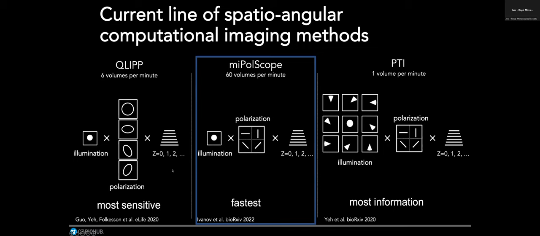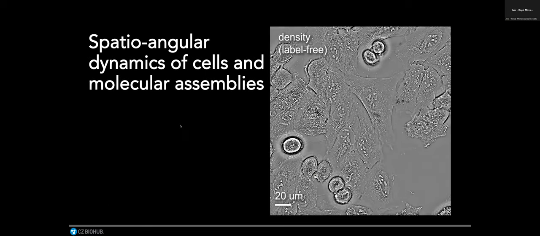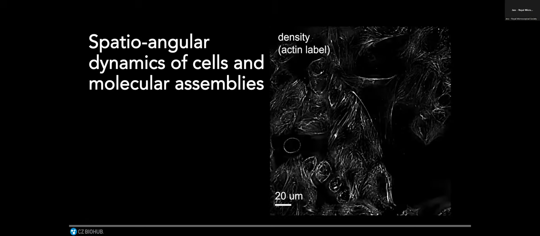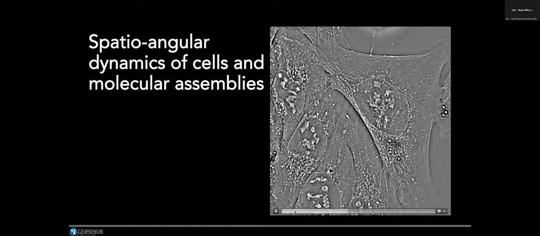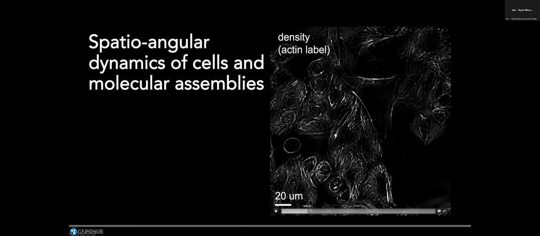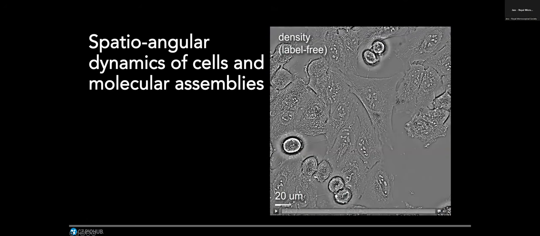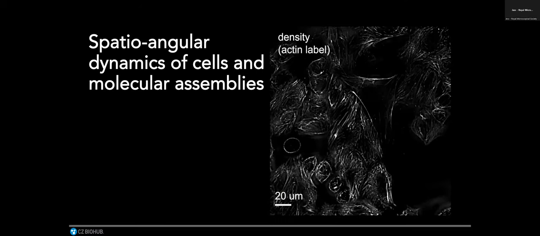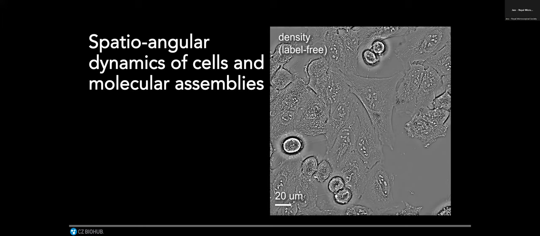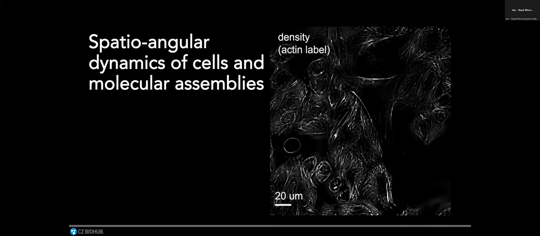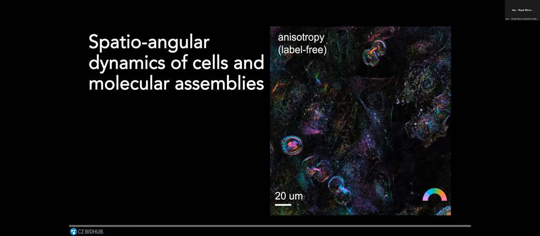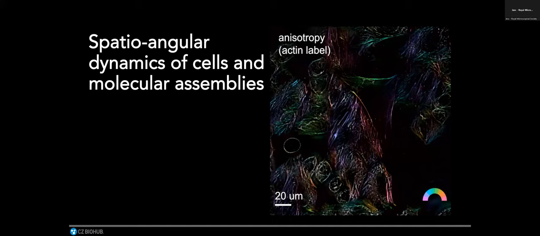And with this method, we can go really fast because we don't incur the penalty of sequentially switching polarization channels. And that lets us acquire spatio-angular dynamics of cells and molecular assemblies. So this movie walks you through measurements of density and anisotropy in both label-free and fluorescence channels. So we are going to start with this image that shows the density without label, density of the F-actin with a label, anisotropy in a label-free mode, and anisotropy of the aligned actin fibers. They are all measured on the same system.